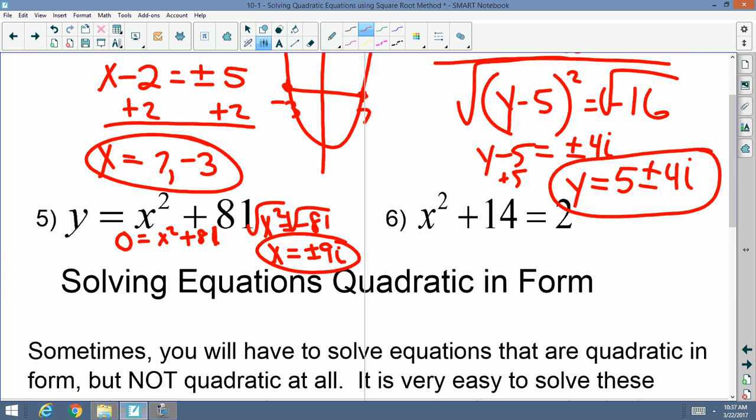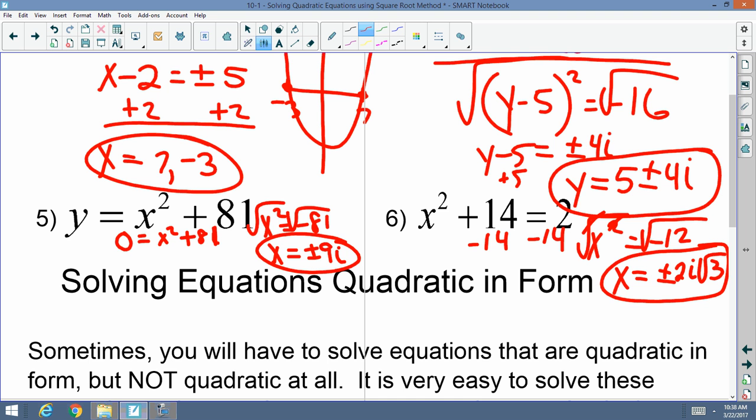And then last but not least, I'm going to subtract 14 from both sides. So I've got x squared equals negative 12. Square root both sides to cancel out the power of 2. X equals plus or minus 2i square root of 3. Beautiful. Now, I didn't hear a lot of people giving me that answer. Hopefully you remember how to break this down. 12 is 4 times 3. You got a negative inside, so that's an i. So you have plus or minus 2i square root of 3. Does that make sense, guys? That's the square root method.